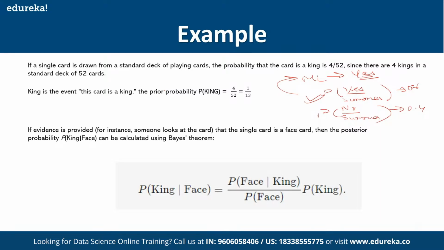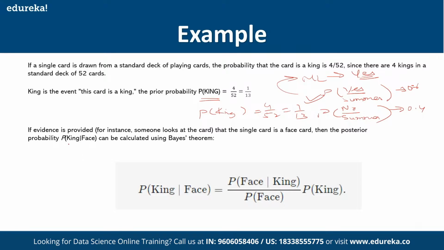Let us also do one more calculation. What is the probability of you finding a king in a deck of cards? It is 4 by 52, which is equal to 1 by 13. So this is the probability that you will find a king in a deck of cards: 4 by 52 or 1 by 13.